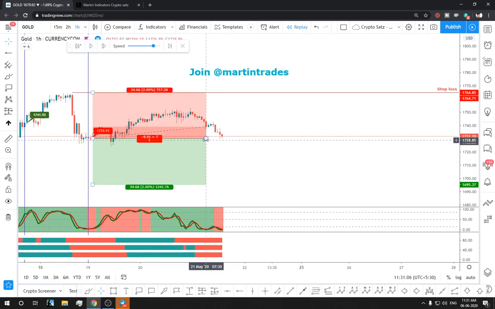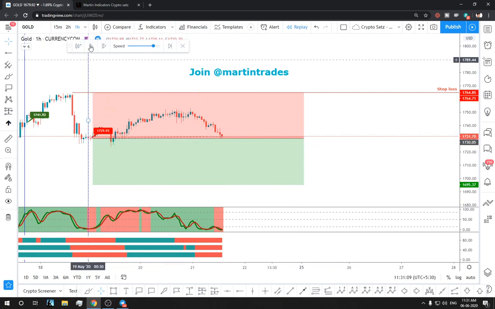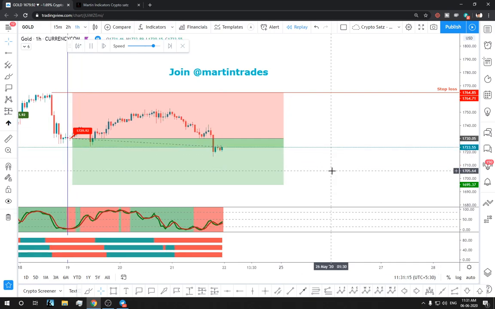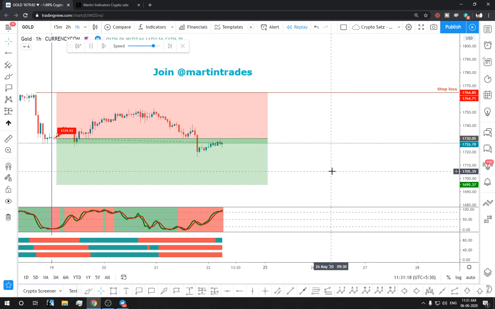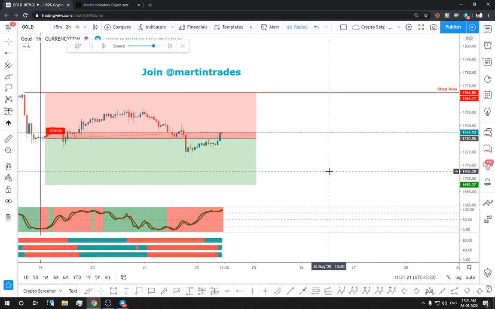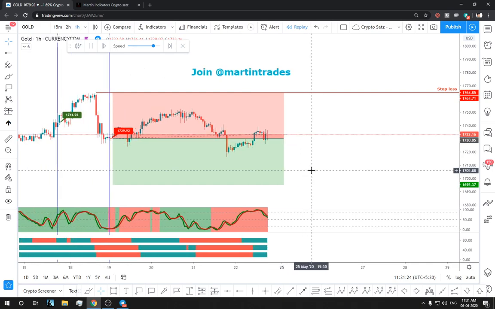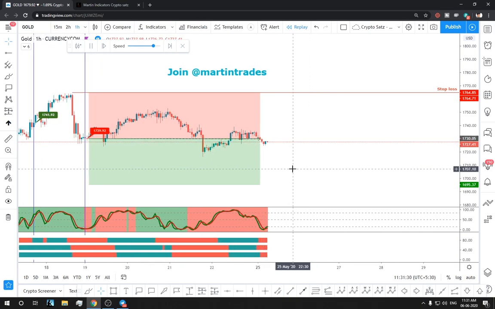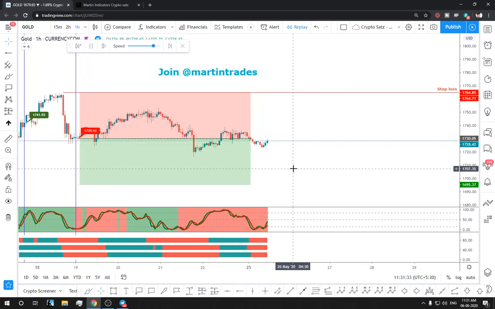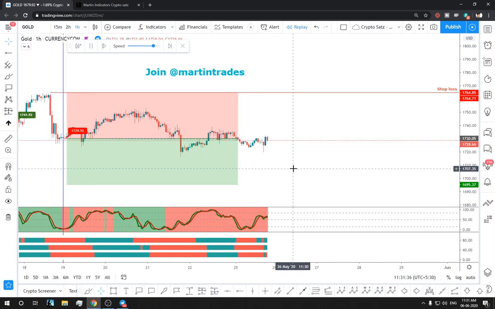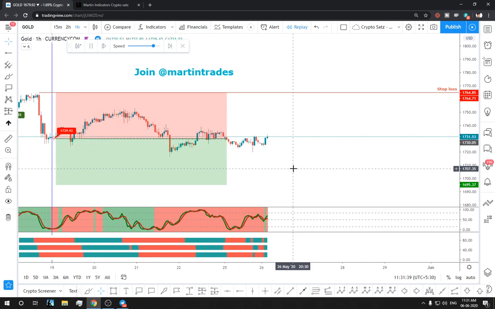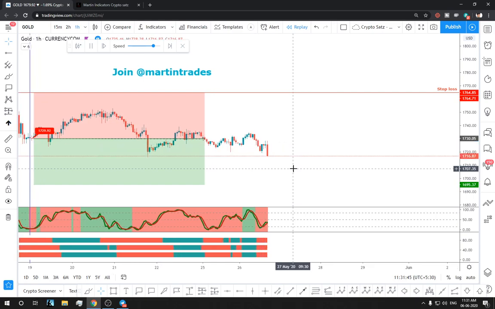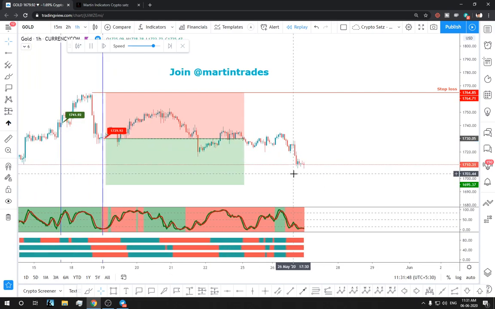I'll just make it big, so finally below the entry. Well, this trade must have tested your patience, a lot of patience, but patience is key to success. So let's see.